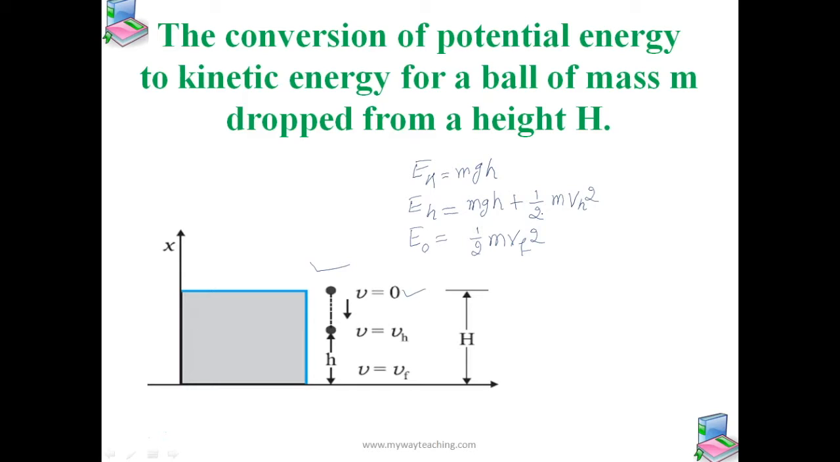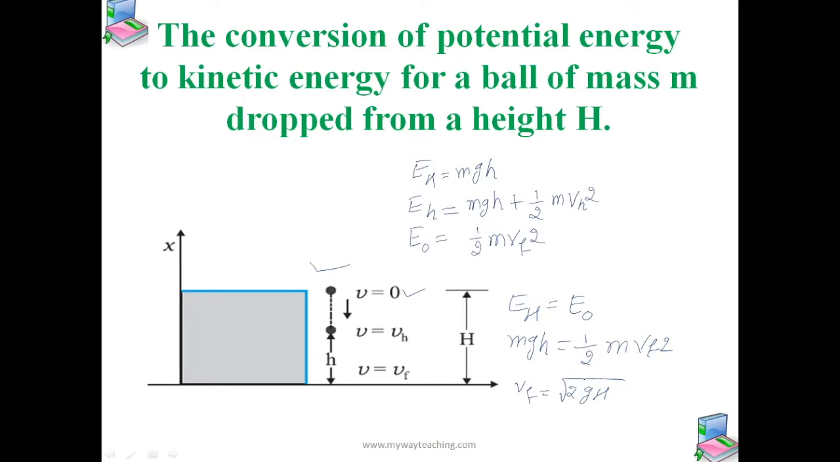So the mechanical energy is conserved. So we can write E is equal to E naught. Okay, the mechanical energy is conserved. So that is nothing but mgh is equal to half v f square, and we can write v f as equal to square root of 2gh.